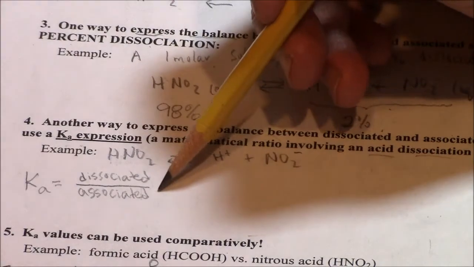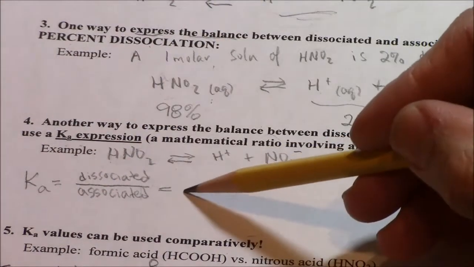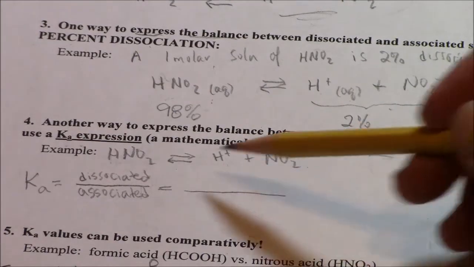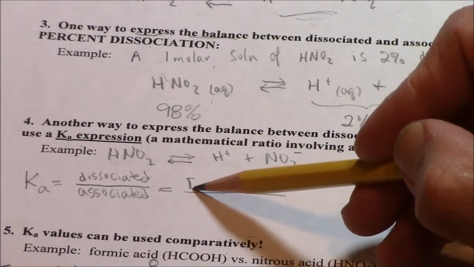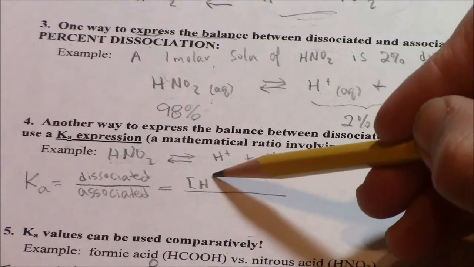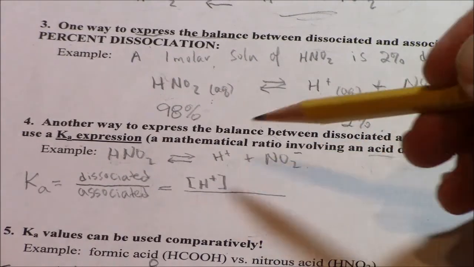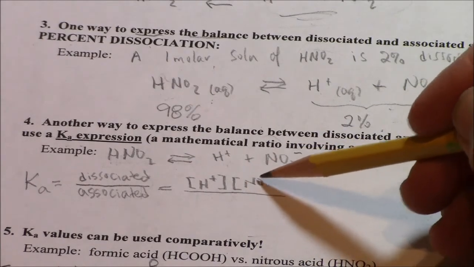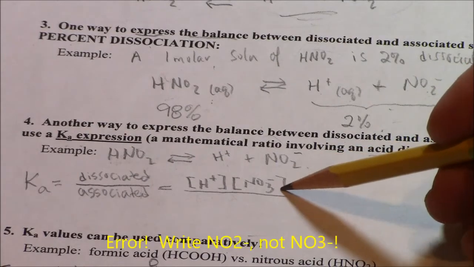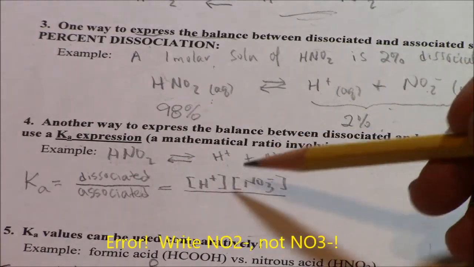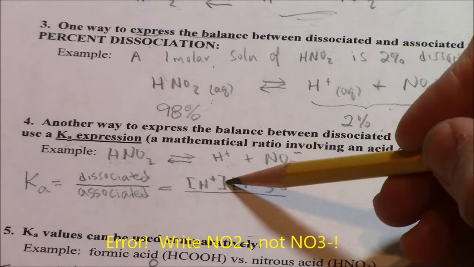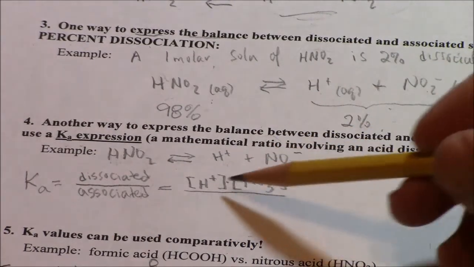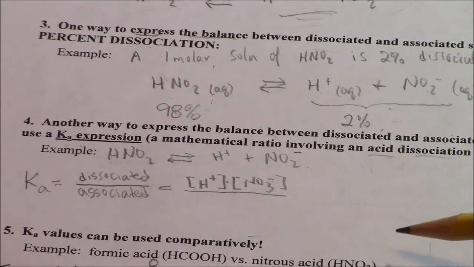Now specifically, this now becomes mathematics. H plus and NO2 minus are the dissociated species. They're going on the top in brackets. And the square brackets here indicate the molarity of that species. So the molarity of this ion, the molarity of this ion. It is multiplication on the top. If you need to write the little dot or little X, you can do so. Real chemists don't do that. They just put them side by side.